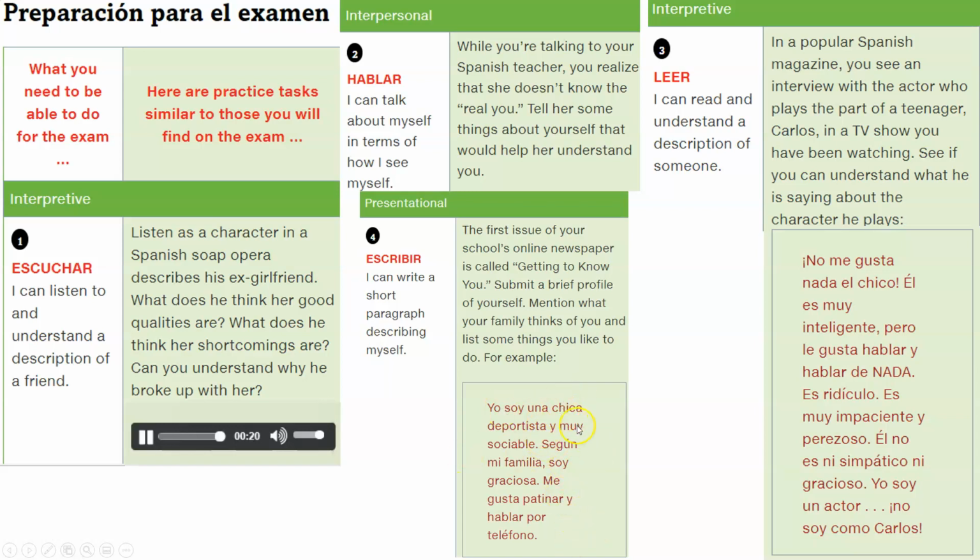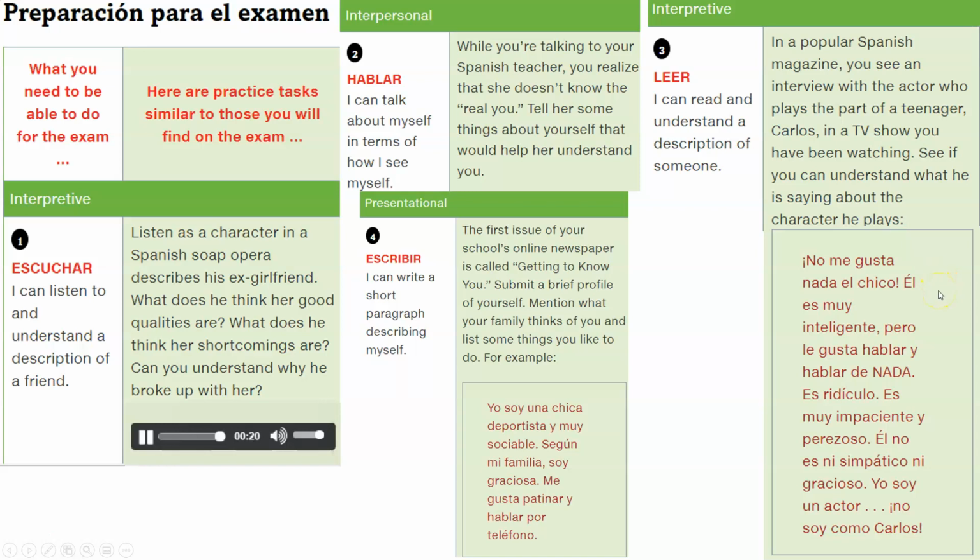Right, so I'm a sporty chick and very social. According to my family, I'm funny. I like to skate and talk on the phone. And then in a popular Spanish magazine, you'll see an interview with an actor who plays the part of teenager Carlos in the TV show you've been watching. See if you can understand what he is saying about the character he plays.